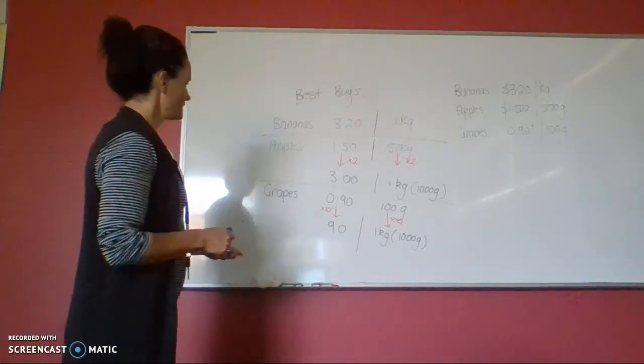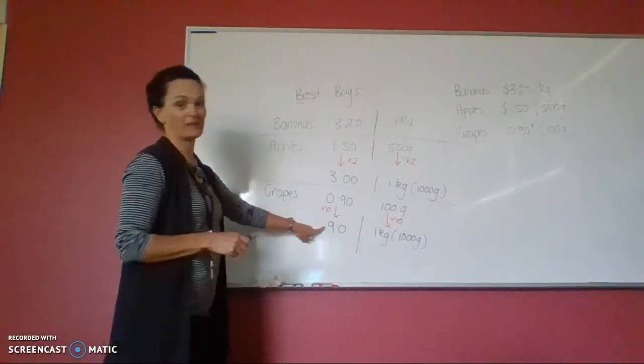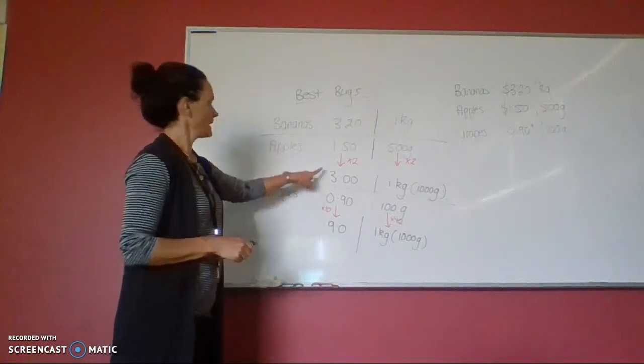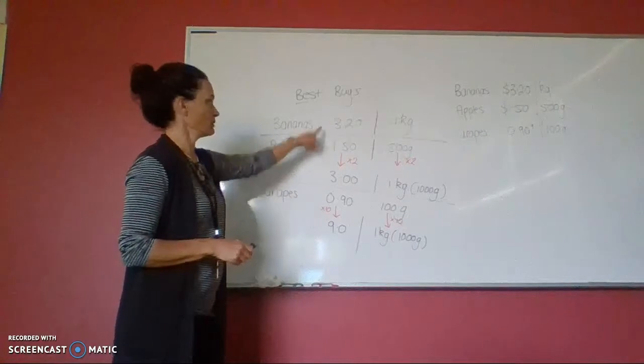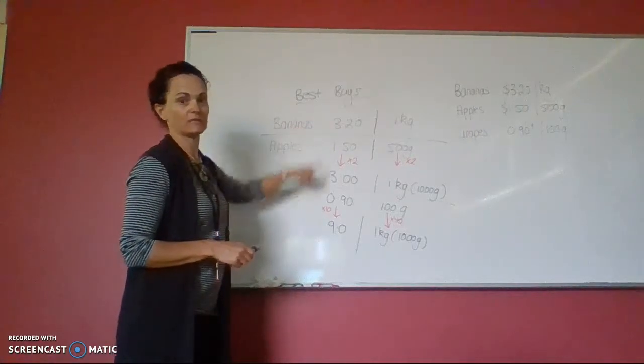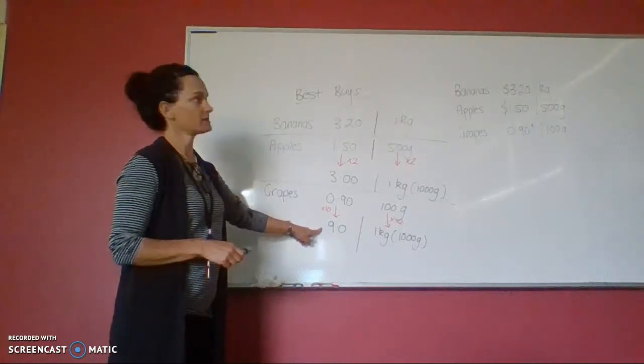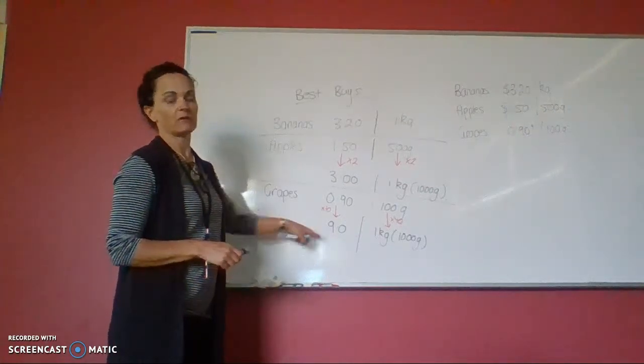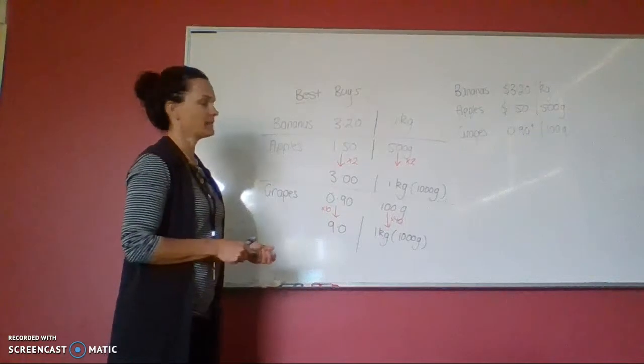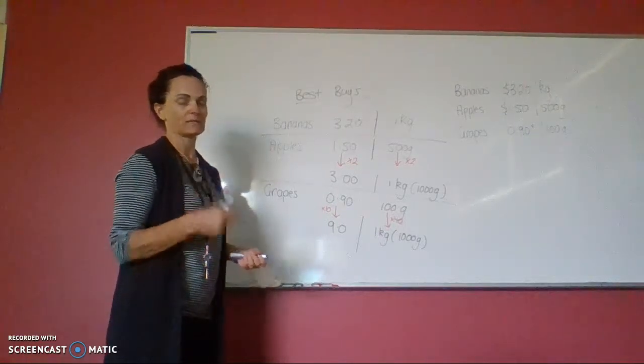So now we can see that for grapes, we spend $9 for a kilo. Apples is $3 for a kilo, and bananas are $3.20. So the most expensive we can see is the grapes. Okay, so that's how you calculate your best buy. You must have it in the same weight.